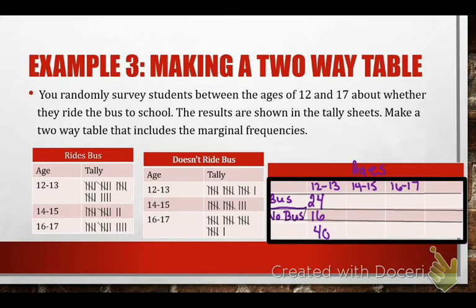Okay, so how many 14 to 15-year-olds did ride the bus? 12. And how many did not? 13. All right, so my total is 25. How many 16 to 17-year-olds did? 14. How many did not? 21. How many total? 35. How many students total rode the bus? 50. How many students total did not ride the bus?